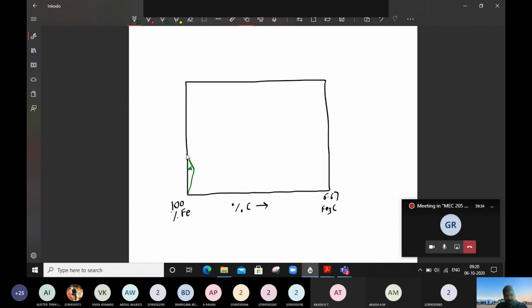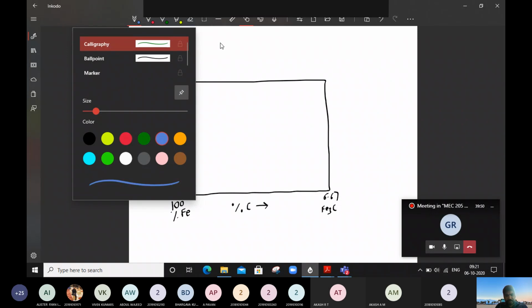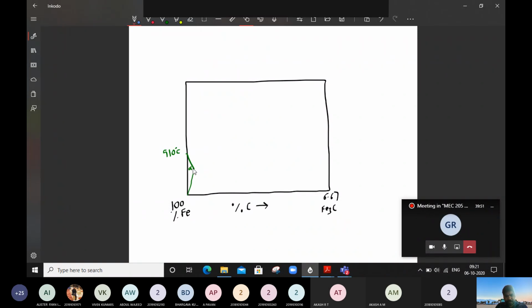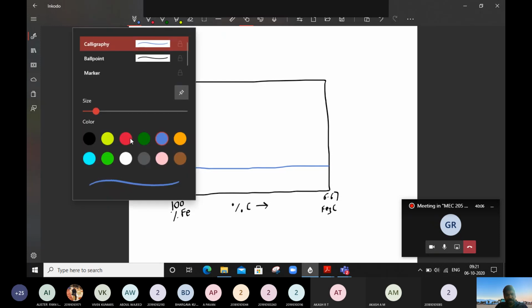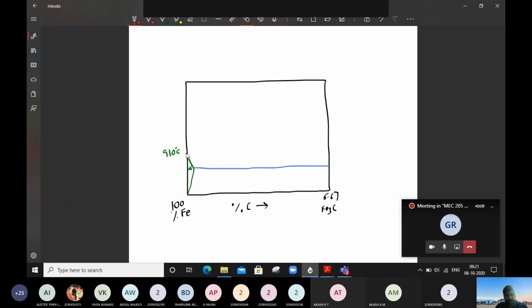And this temperature is nothing but 910, or you can say 912. In different books it is written differently. So 910 degrees Celsius. Now there is a line like this. Then from this point draw a line like this. We will draw the austenite boundary. So next we will draw the austenite boundary. You can draw like this.